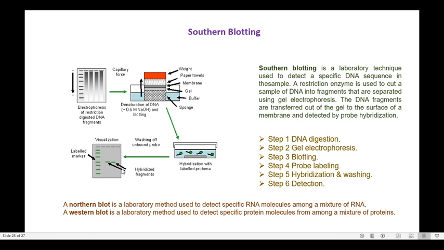in the membrane. If our transgene is present, then it is a positive transgenic plant. If it is not present, then it is a negative plant. Similarly, there are two other blotting techniques, northern blot and western blot. Northern blot is used for RNA molecules and western blot is used for protein molecules.